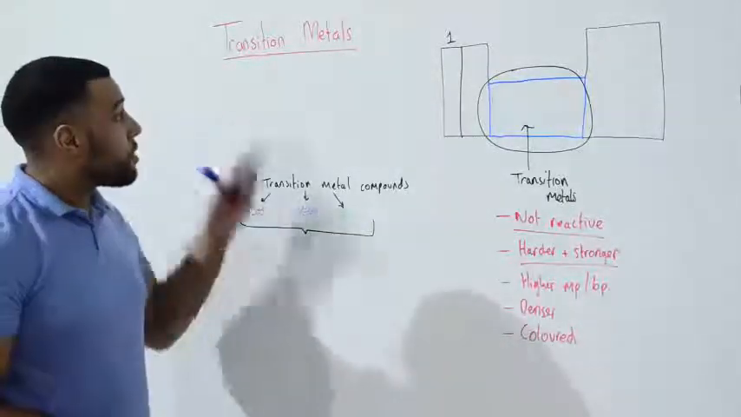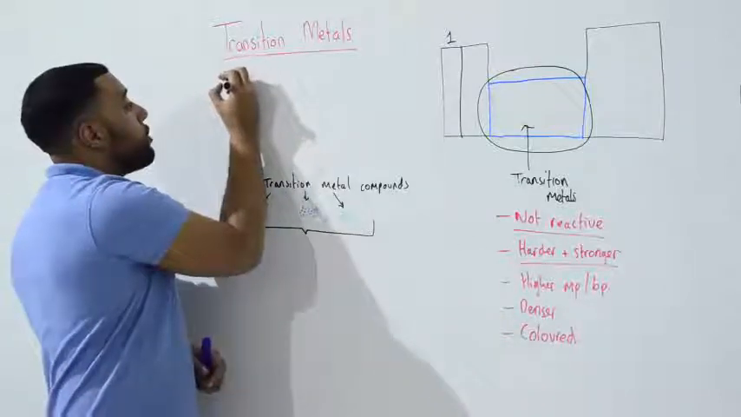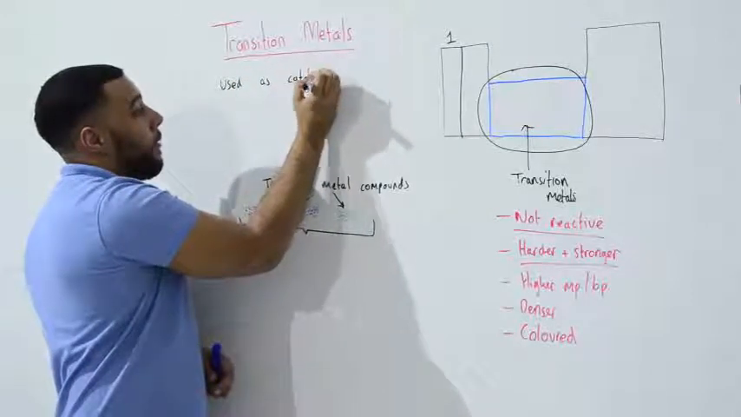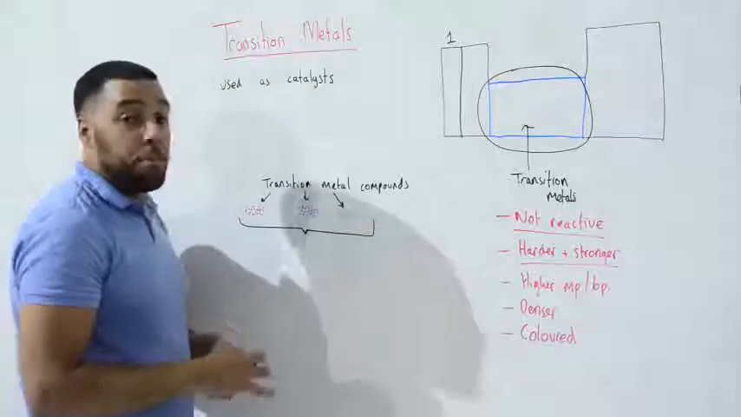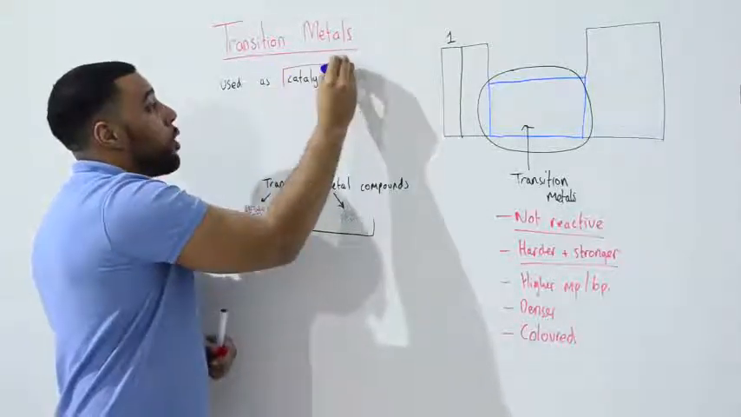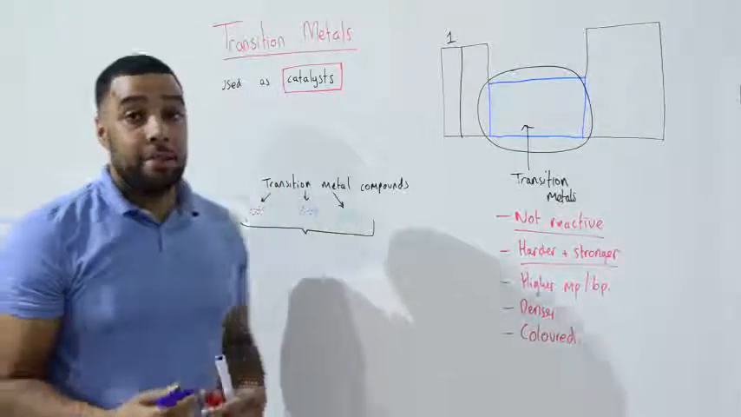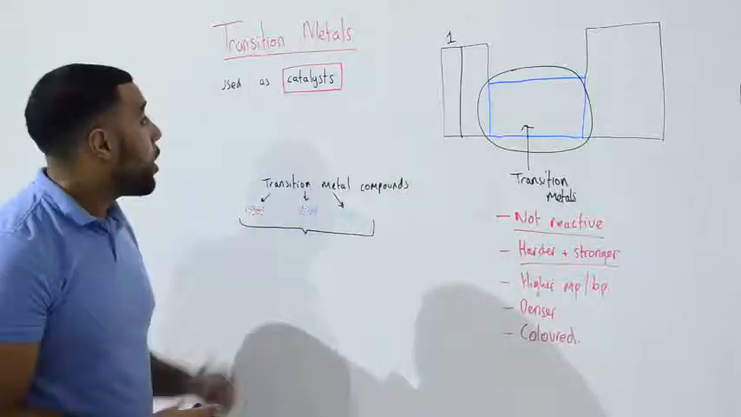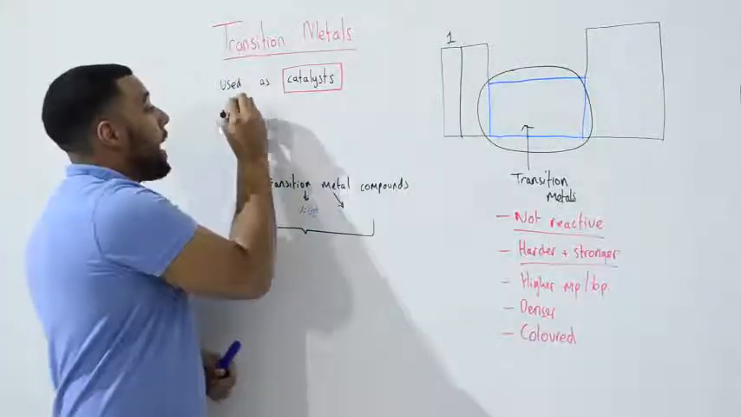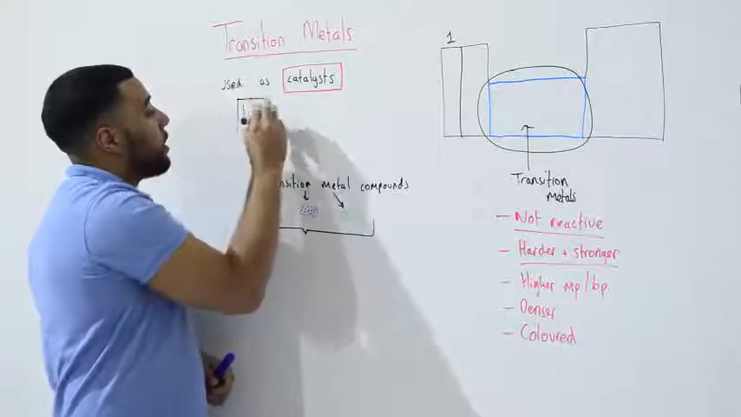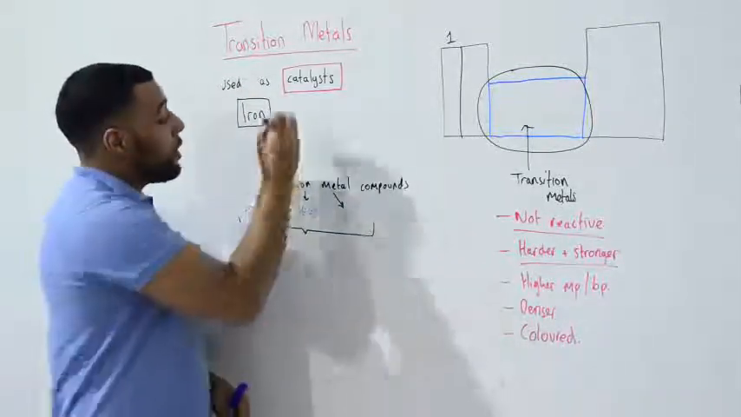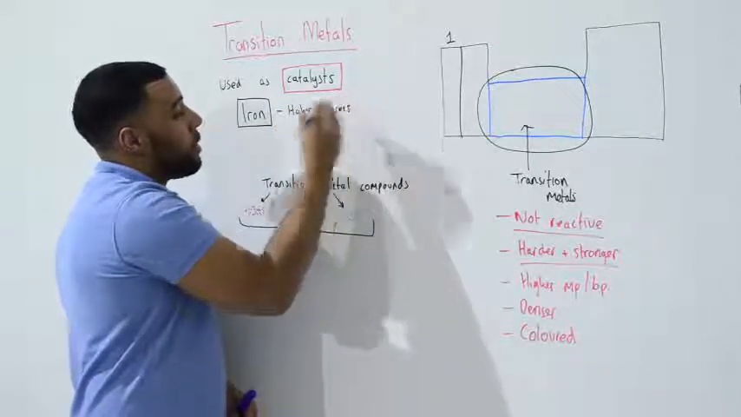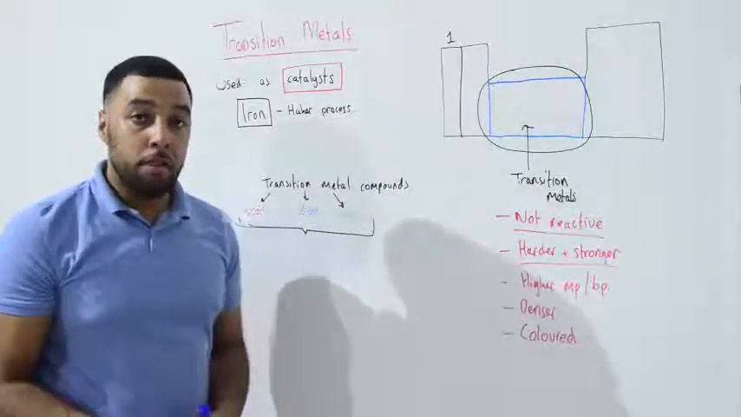One of the common uses for transition metals is that they're also used as catalysts. In previous videos we've learned that a catalyst works by lowering activation energy, which means that it reduces costs for businesses. A common catalyst is iron. Iron is a catalyst for the Haber process, and we use the Haber process to make ammonia.